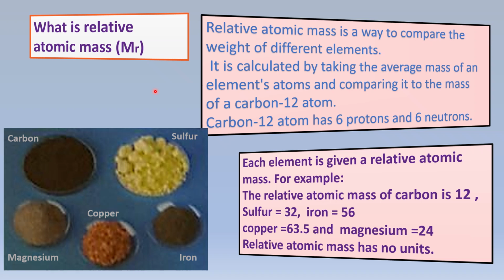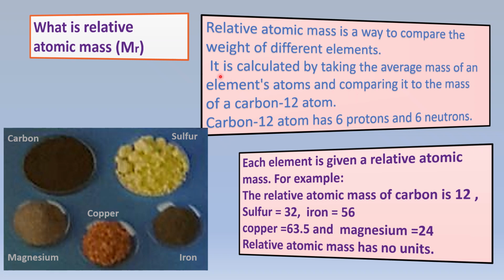Now, hydrogen is 1 because it has 1 proton. Carbon is 12 because it has 6 protons and 6 neutrons. Oxygen is 16. It has 8 protons and 8 neutrons.